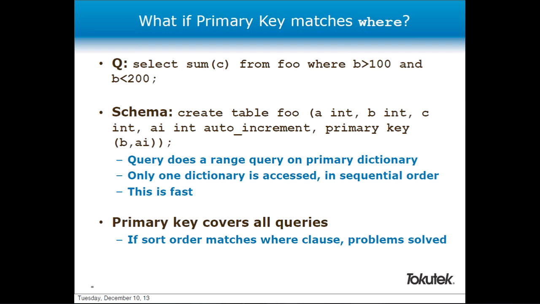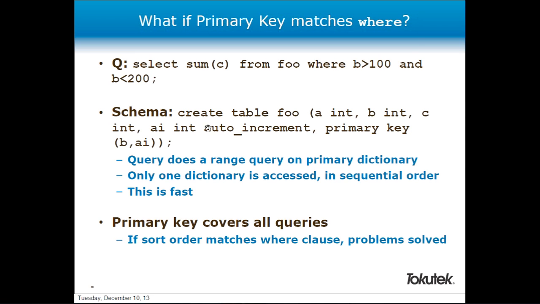Now, what if the primary key matches the where clause? What I'm about to say applies to TokuMX, TokuDB, and InnoDB. It does not apply to MongoDB because MongoDB doesn't have a primary key, and it doesn't apply to MyISAM because MyISAM does not store the data with the primary key.